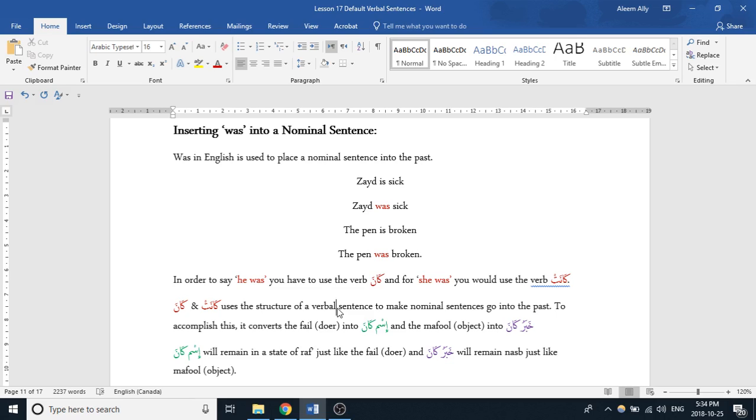So it uses that template of those three things, and then it imposes it on a nominal sentence to make it go into the past. So it remains with its fi'l, which is kana, and then it transforms the doer, the fa'il, into ismu kana, right? And it transforms the maf'ul, the object, into khabaru kana. And these two things, ismu kana still keeps the signs of a fa'il, which is that it will be in a state of rafa', and khabaru kana keeps the sign of maf'ul, meaning it will be in a state of nasb. So let's see what this looks like.